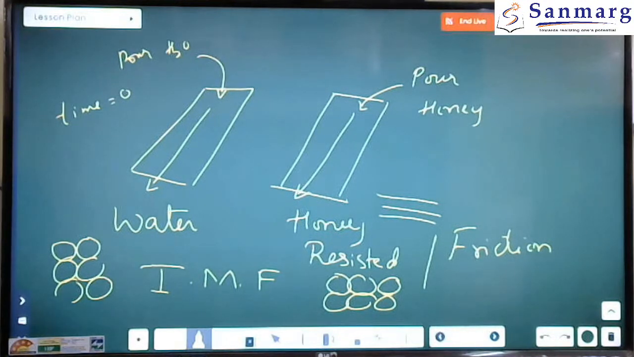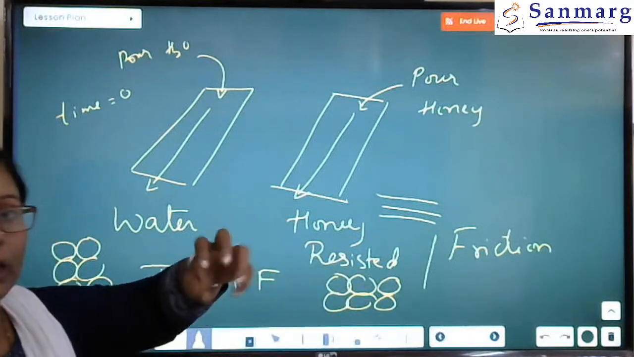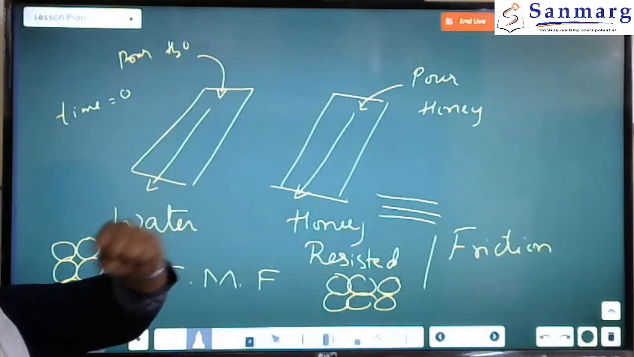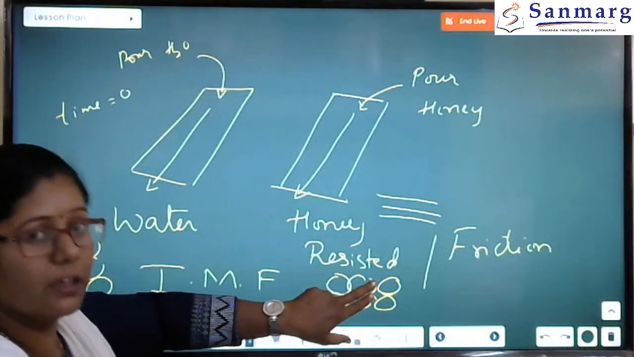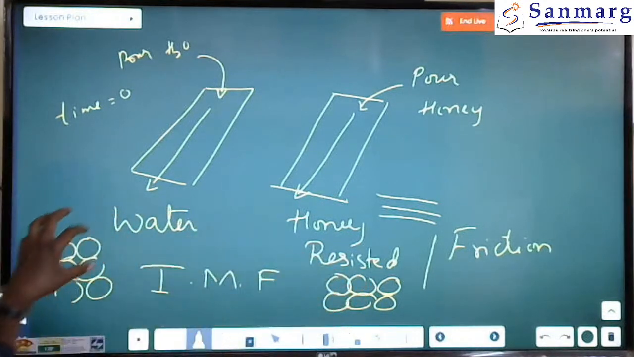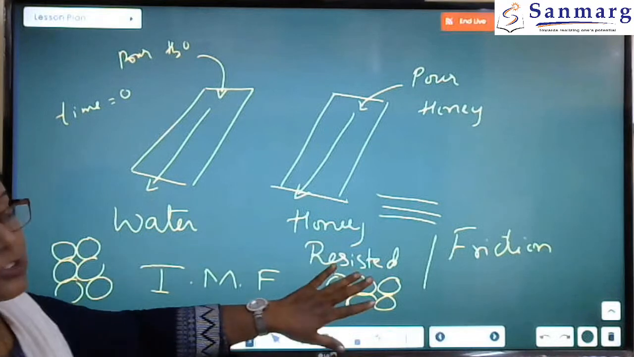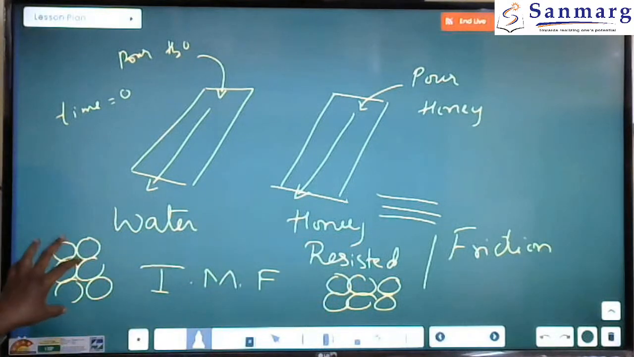So the intermolecular force of attraction holds the molecules together. The intermolecular force of attraction is greater here, lesser here. In honey it is more, in water it is less. So, therefore, friction and resistance are more in honey, whereas here it is less.